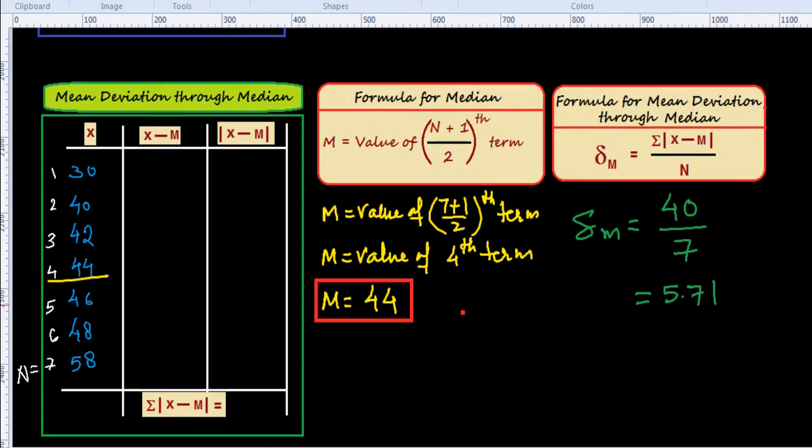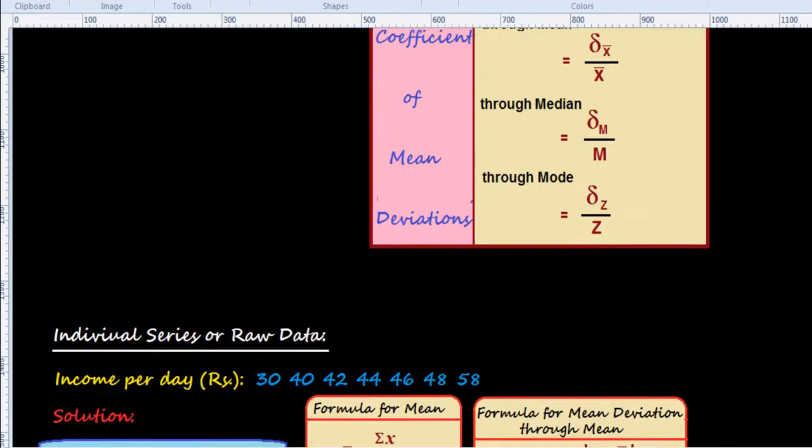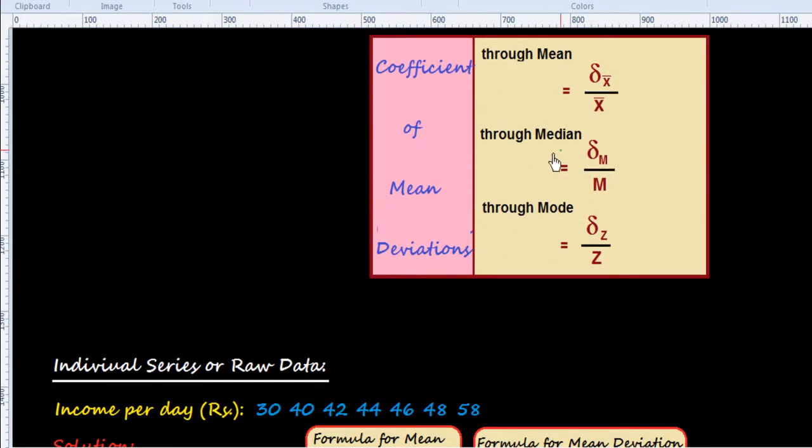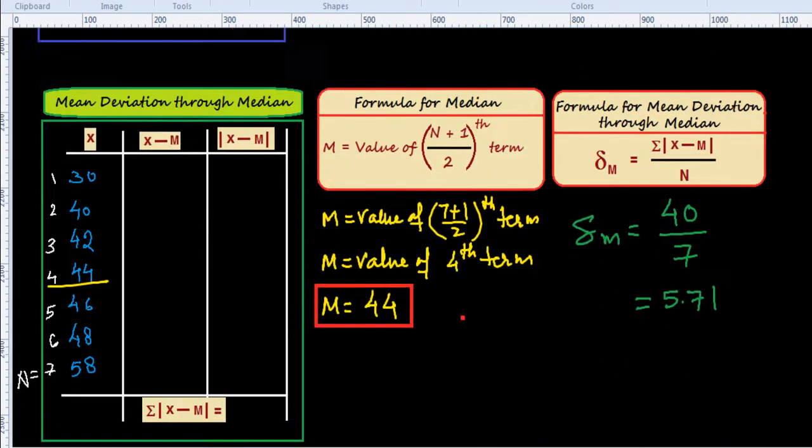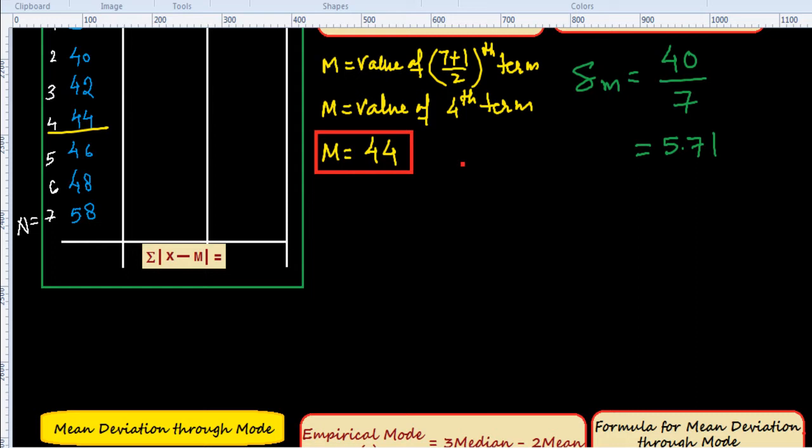Now I would like to tell you one more thing regarding this. We have not found out the coefficient of mean deviation previously through mean. So we find out the mean deviation through median here. So look at this, the coefficient of mean deviation through mean, through median.